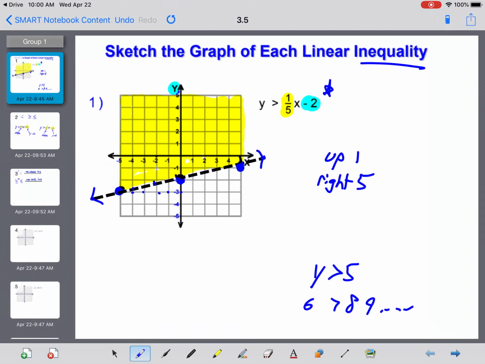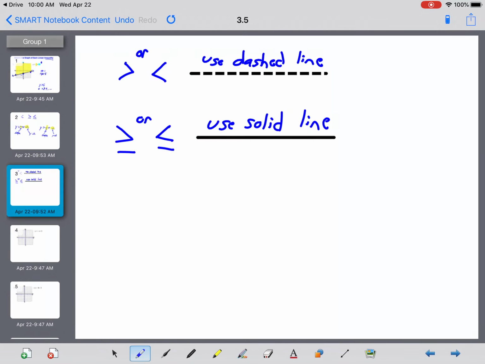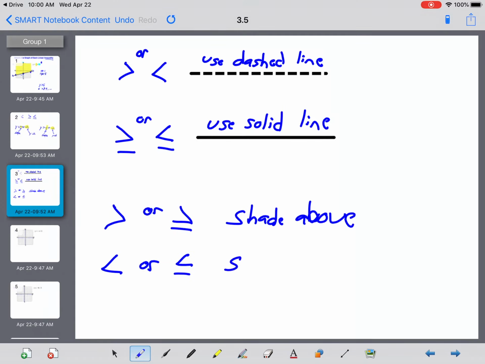Okay, so which symbol means which way? Go back to our notes very quickly. If we have greater than or equal to, we shade above. Oops. If we have less than or equal to, we shade below.